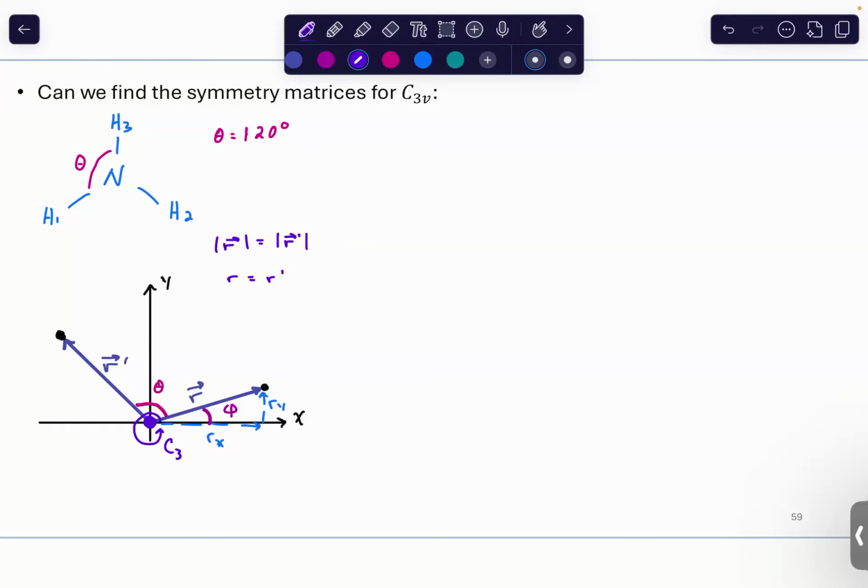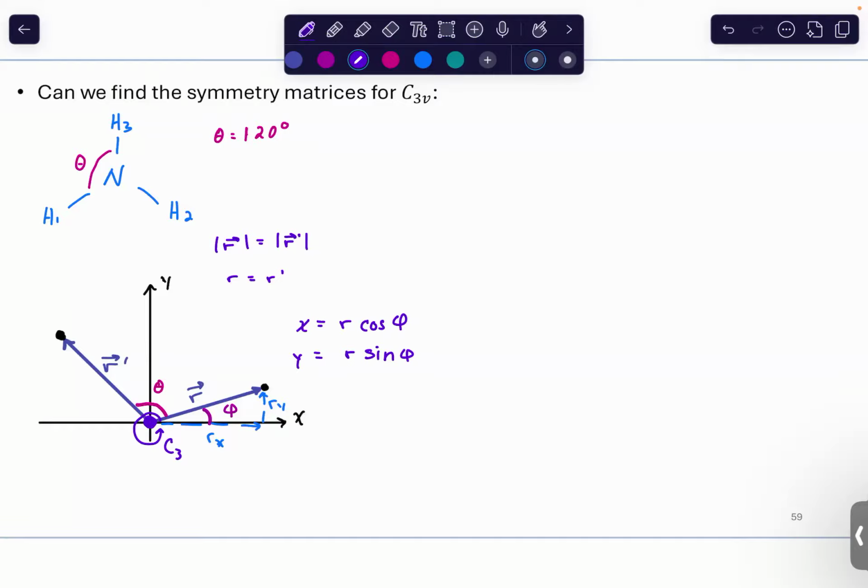Let's see if I can write these in the way I want to. So what I'm going to call these is X. That's going to be R cosine of phi. Y is going to be R sine of phi, because we'll be able to plug those in later. We'll just be able to plug in X and Y. Now, let's figure out what X prime and R prime are.